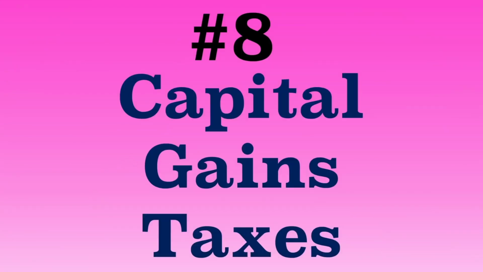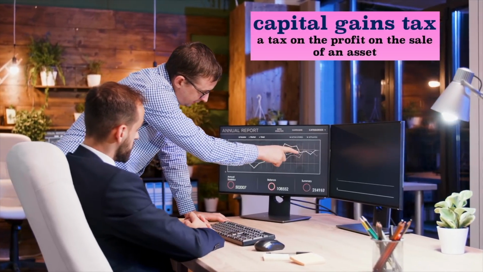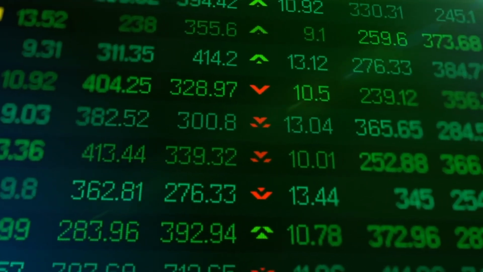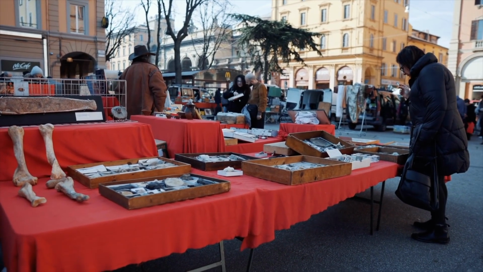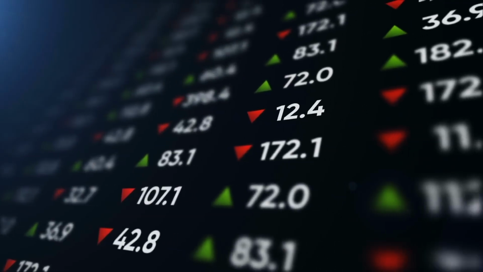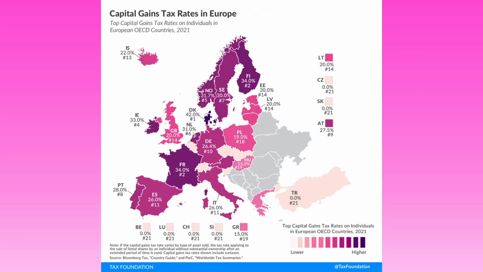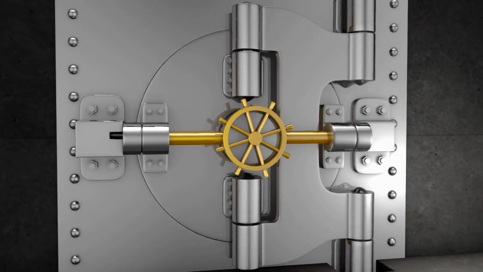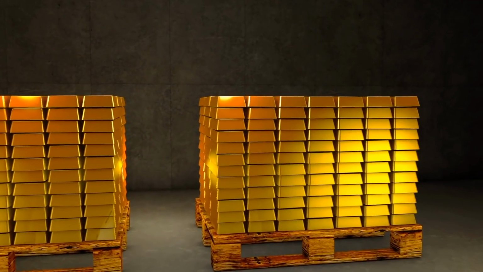Number 8, capital gains taxes. A capital gains tax is a tax on the profits on the sale of an asset. Often this is through the sale of stocks, bonds, precious metals, or cryptocurrency. Even antiques can be subject to a capital gains tax if you make enough money from them. The capital gains tax rate depends on how much profit you gained in a given year. It is far more common than a wealth tax, mostly since it's easier to keep track of. However, often wealthy folks just hold on to assets. They don't sell them, so that's why some argue a wealth tax might be better to generate more money.